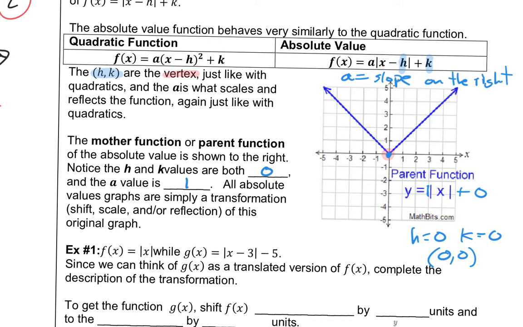All absolute value graphs are simply a transformation. And what's a transformation? It's just like a shift, like you can move it left or right, up or down, a scale and/or a reflection of this original graph. So every graph we do will look something like this.